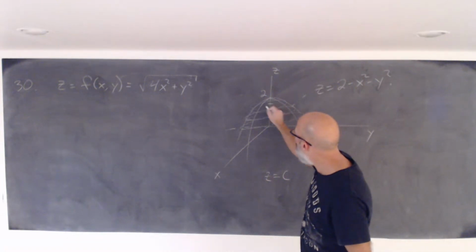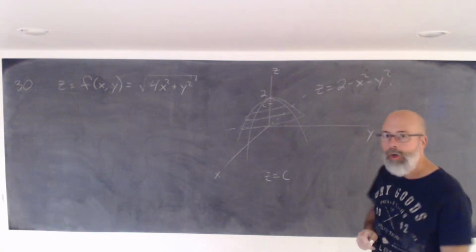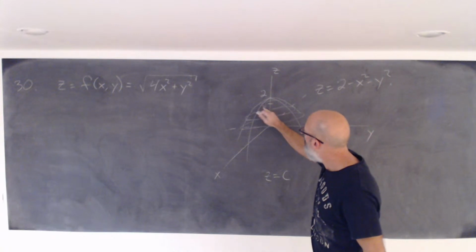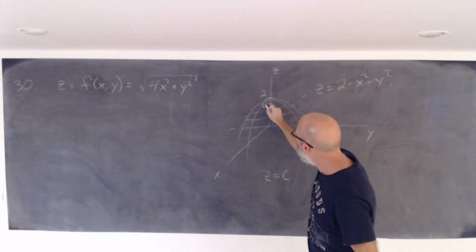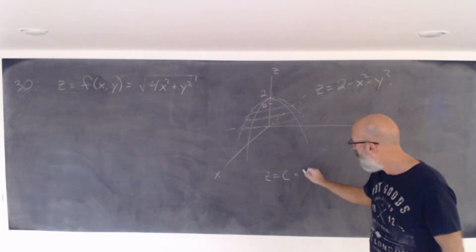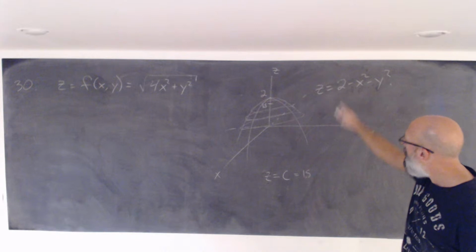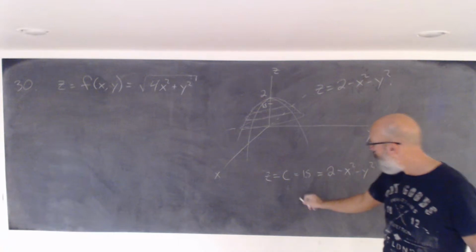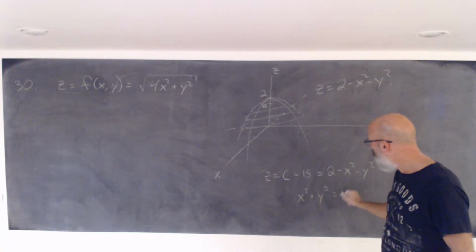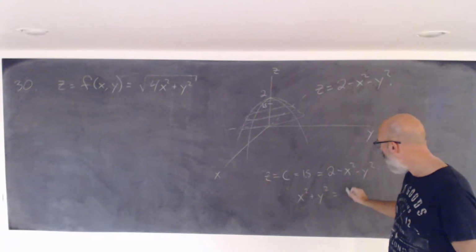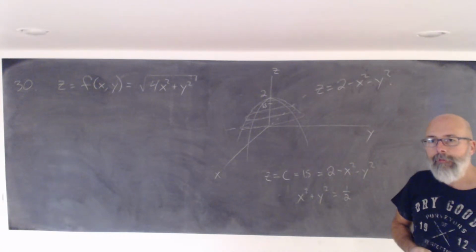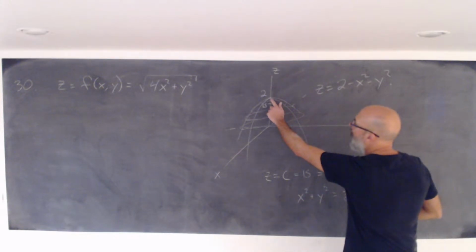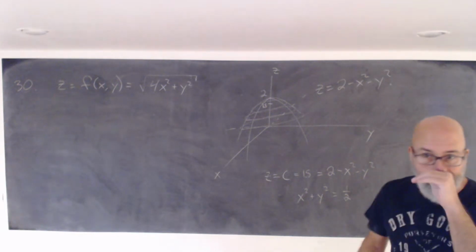Right? So if we're making a cut here at level c, which is very close to 2, let's take c to be 1.5, then this is 2 minus x squared minus y squared. So this is really x squared plus y squared is equal to 2 minus 1.5, or 1/2. Right? So you see that the radius is getting smaller the closer you are to 2.